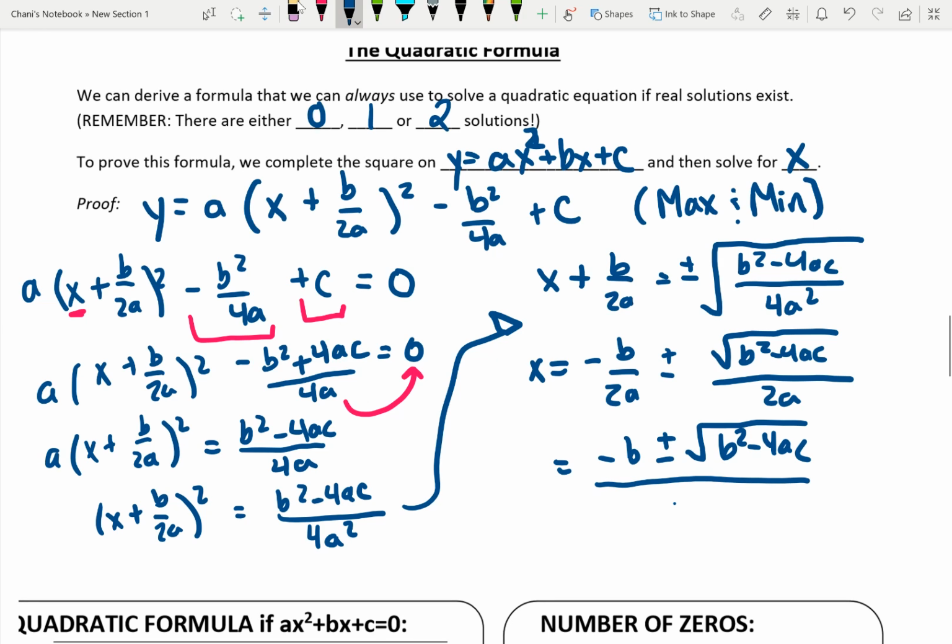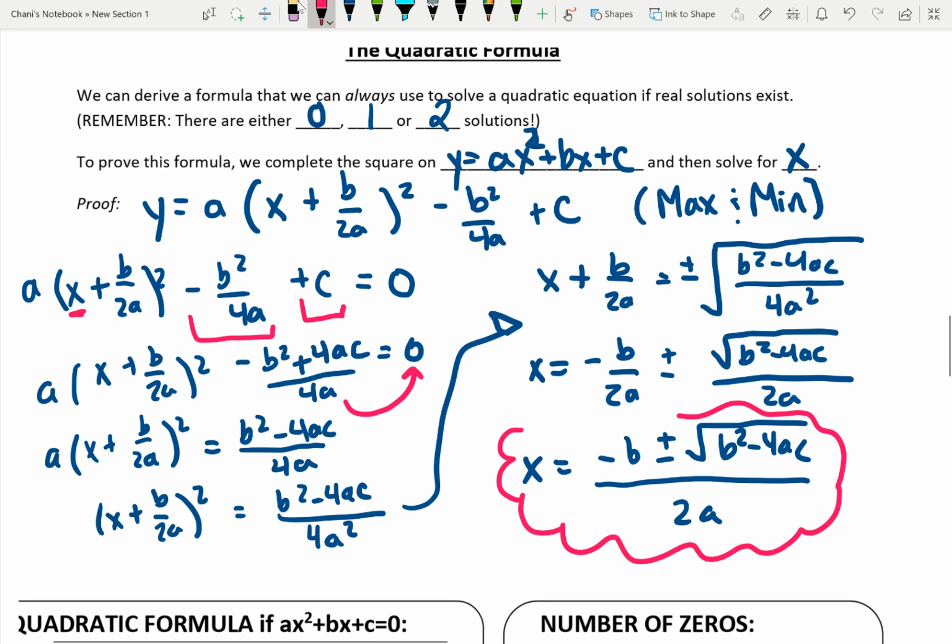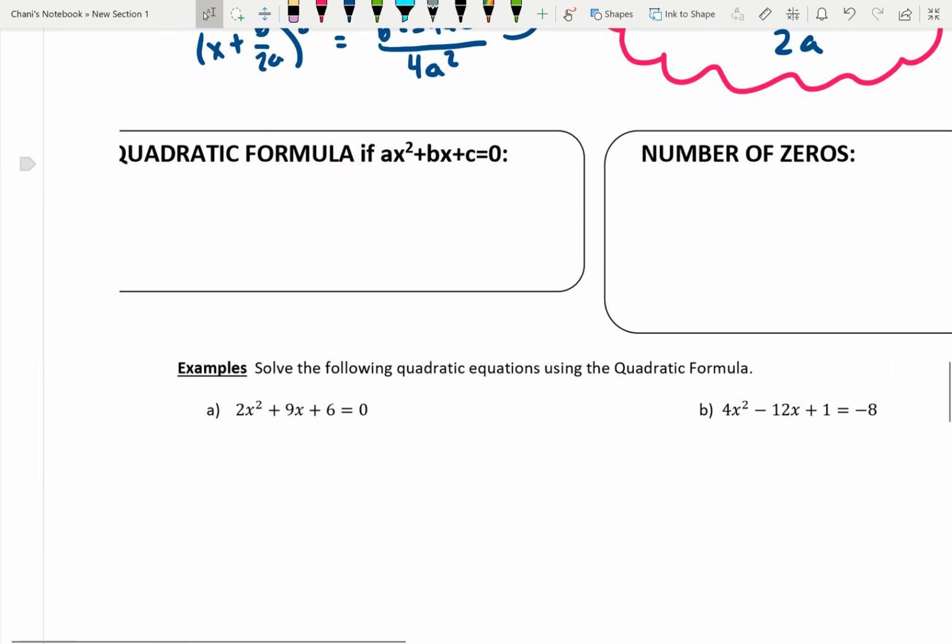And that, my friends, is the quadratic formula. X equals negative b plus or minus the square root of b squared minus 4ac all over 2a. And yes, you will have that memorized very shortly. So let's fill this in here so it's very obvious in your note. X is equal to negative b plus or minus the square root of b squared minus 4ac all over 2a.